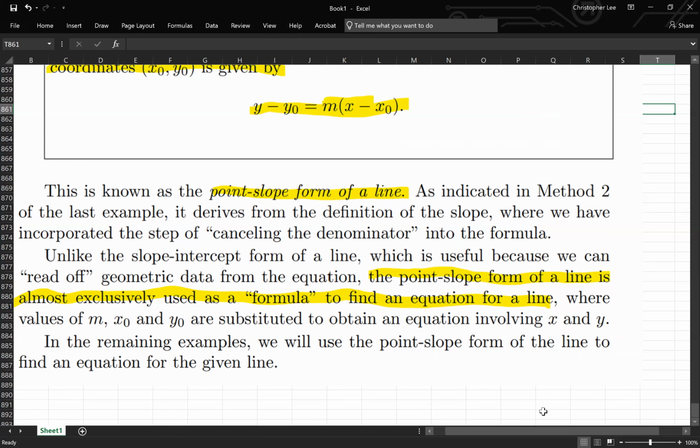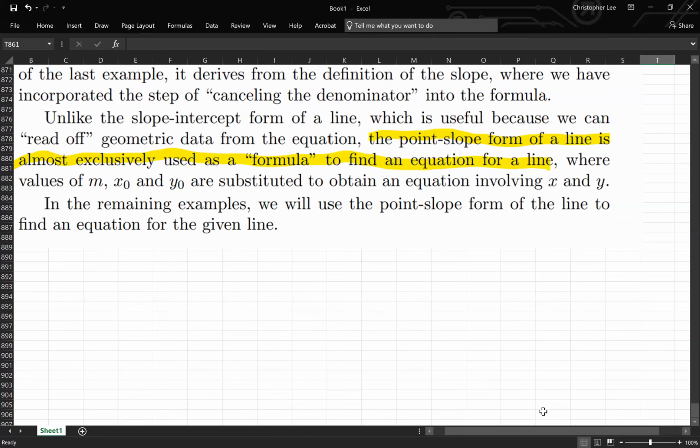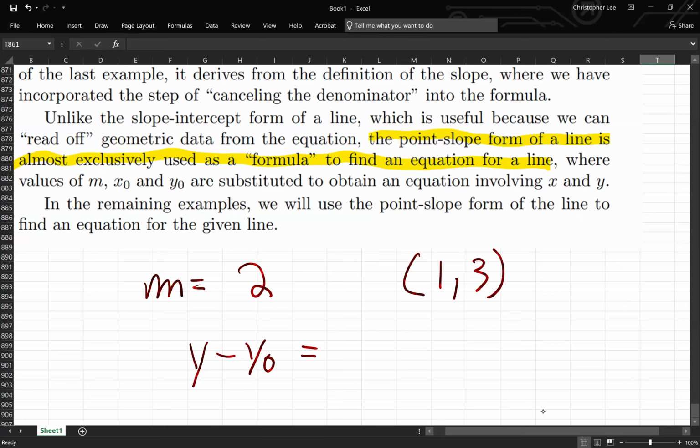So long story short, we have y minus y naught equals m times x minus x naught, right? I'm going to give you a point, and I'm going to give you a slope. Let's say slope is equal to 2. Let's say the point that I give you is 1 comma, I don't know, 3. I'm just making it up, right? If I was using this point slope formula, I would have y minus y naught equals m times x minus x naught, right?